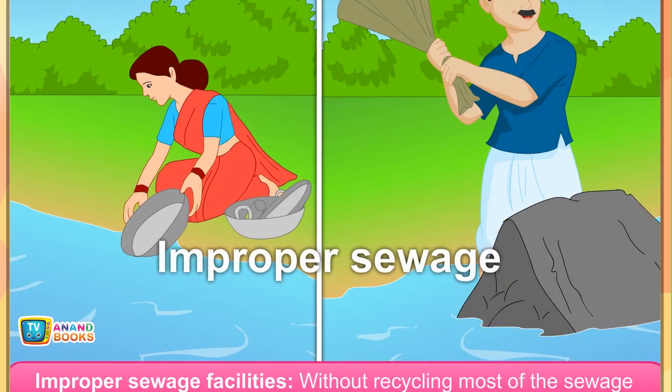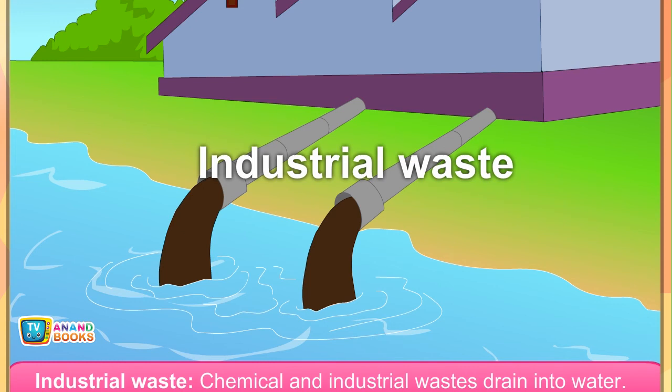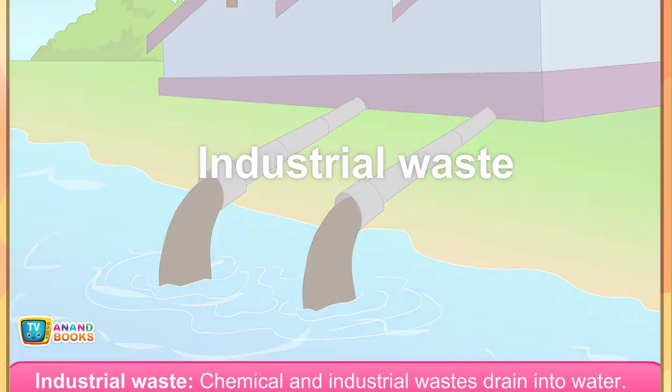Improper sewage facilities. Without recycling, most of the sewage water flows into the rivers. Industrial waste. Chemical and industrial waste drain into water. These wastes are very harmful for life.